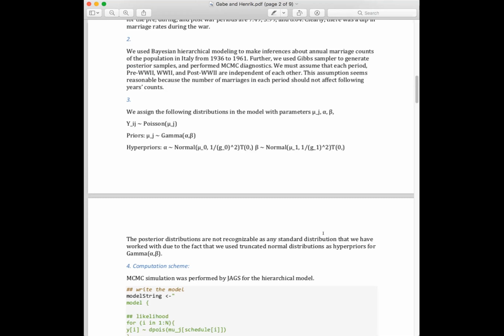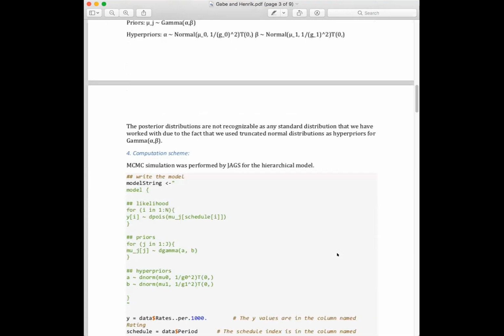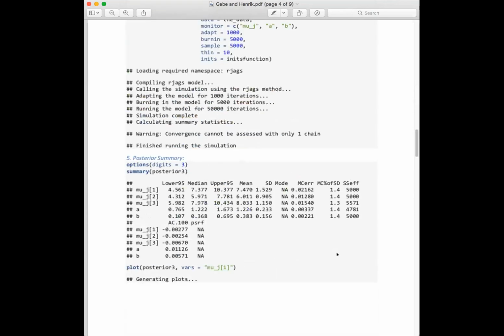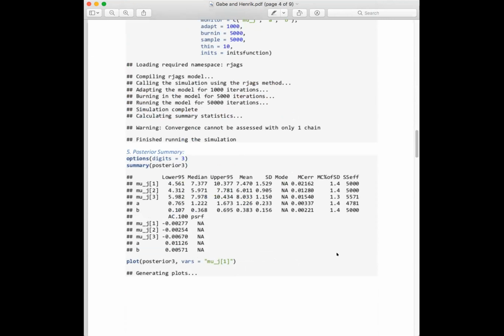Gamma is definitely right skewed, right? And a normal, if the majority of its density is positive, is going to be definitely more symmetric than the other one. So let's see how the results are. The mu j's, I think all of us get similar results, which is not surprising. And then for alpha and beta, it looks like the prior does play a role.